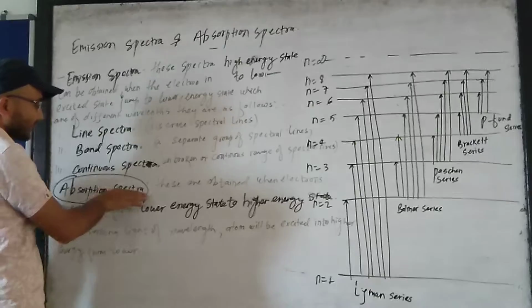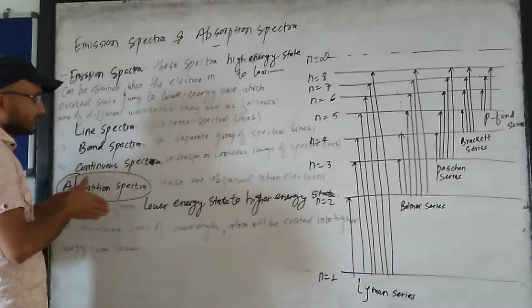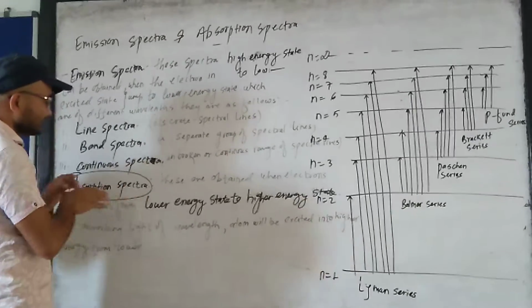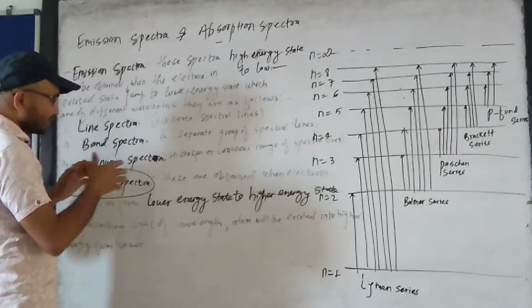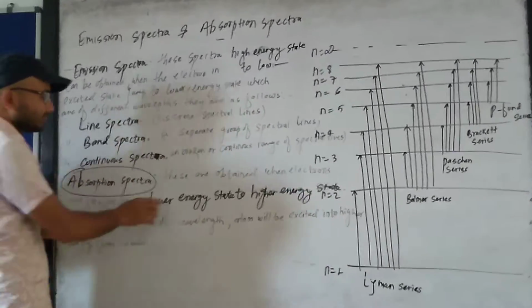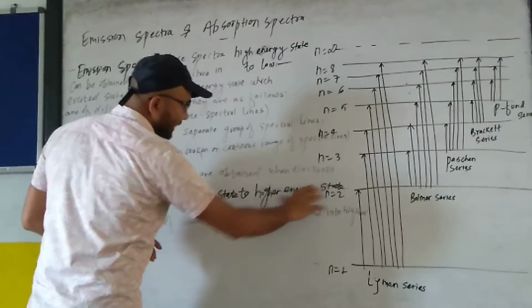Here is the given answer: you can see absorption spectra. That means these are a group of spectral lines. Spectra are a group of spectral lines. Spectral line means these are the radiation, a group of radiation, which are obtained when the electrons jump from a lower energy state to a higher energy state.